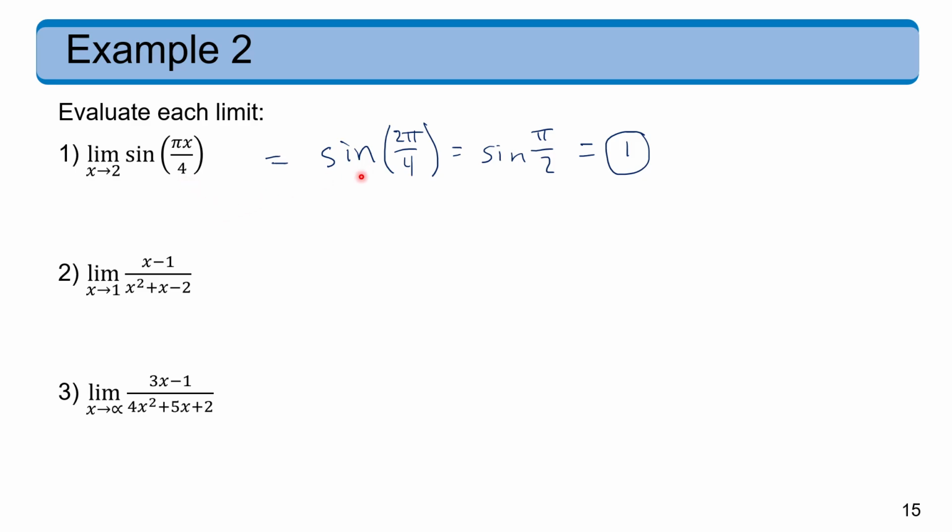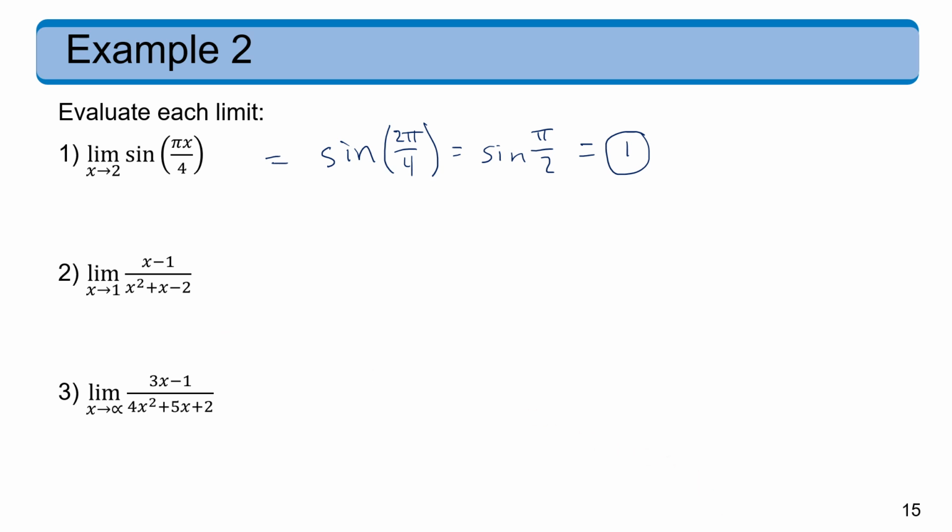So we're done with that one. Now the second one, if we tried direct substitution, notice the denominator will be 0. But we do not conclude that the limit doesn't exist, right? It's still possible the limit exists. We have to work further.